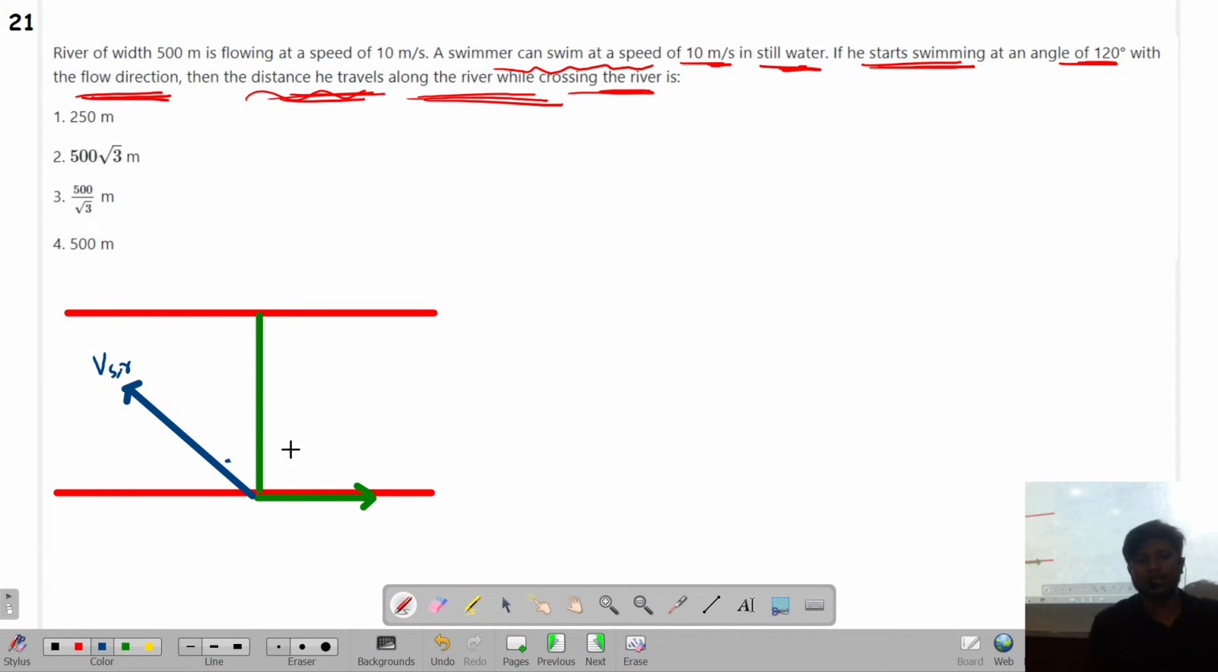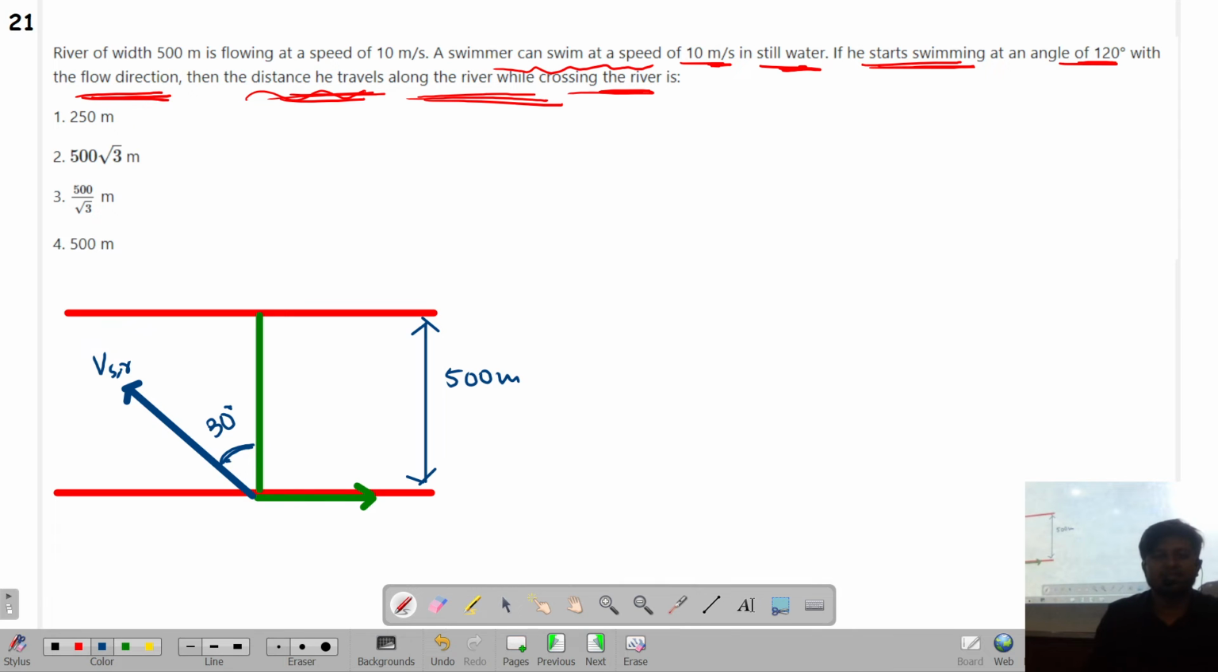This is at how much angle, guys? 120. So this angle is how much? 30. Yes or no? Got it or not? Tell me. Okay, now what is the width of the river? 500 meters. Yes or no? This width is 500 meters.